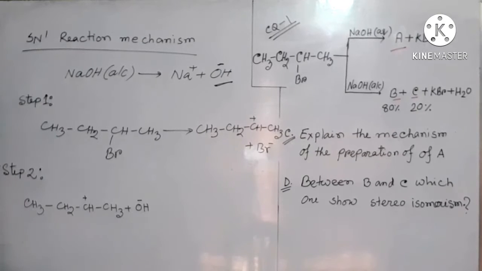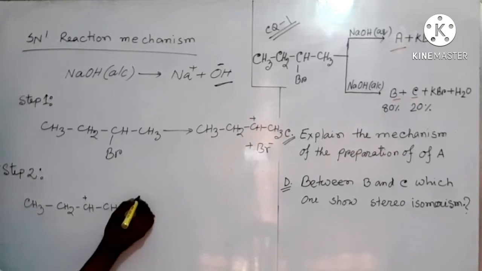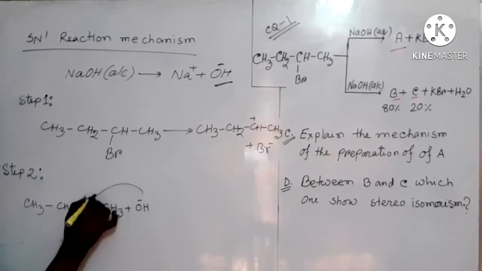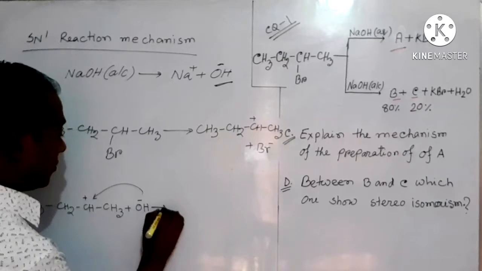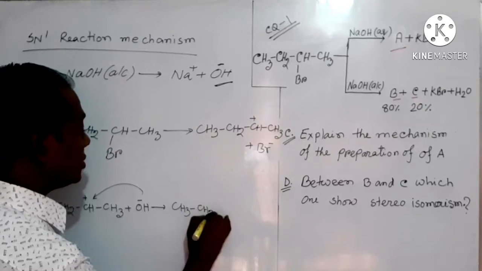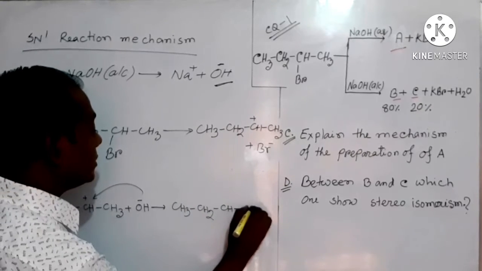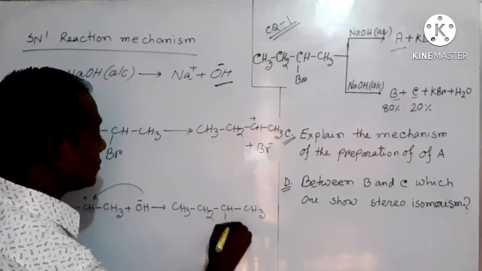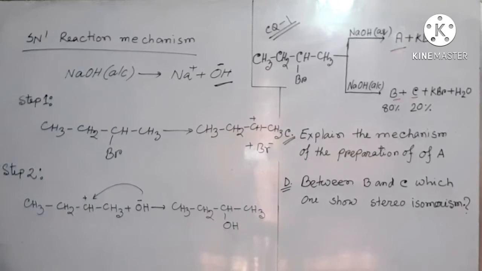In the second step, this hydroxyl ion, that means this nucleophile, attacks the carbocation and we get the product CH3CH2CH(OH)CH3. That means in the second step, the nucleophile attacks the carbocation and we get the product.